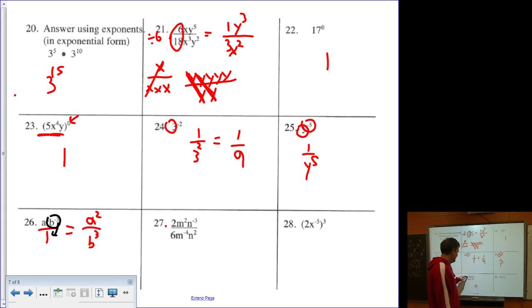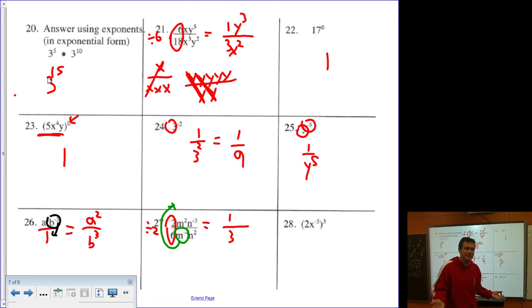Number 27, I would first simplify the fraction, 2 over 6. That simplifies to 1 over 3. Both of those can be divided by 2, right? 2 goes into 2 once, and 2 goes into 6 3 times. The variables, first I would deal with the m's. They have a -4 on the bottom, and that guy needs to move to the top, and he joins the 2 m's that are already up there, giving me a total of 6 m's on top.